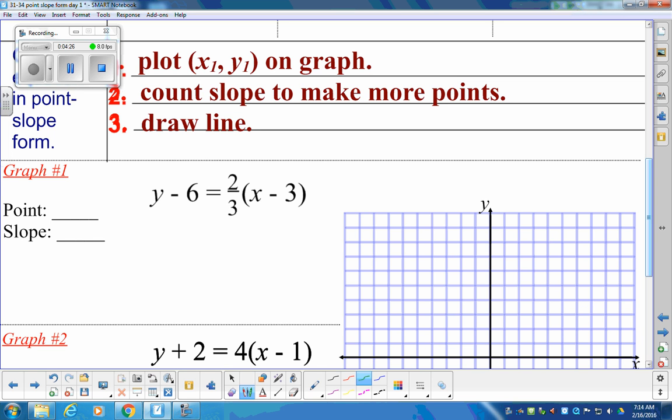This is in what was called point slope. So we're going to write the equation above it. We're going to say y minus y1 is equal to the slope m multiplied by x minus x1.